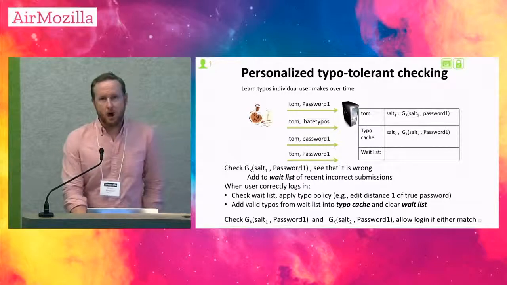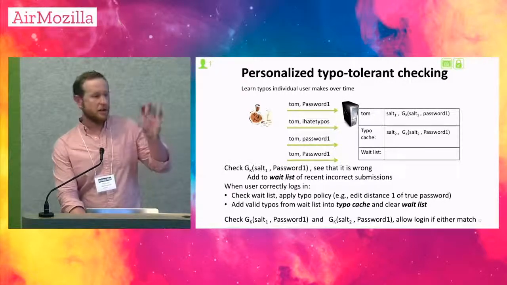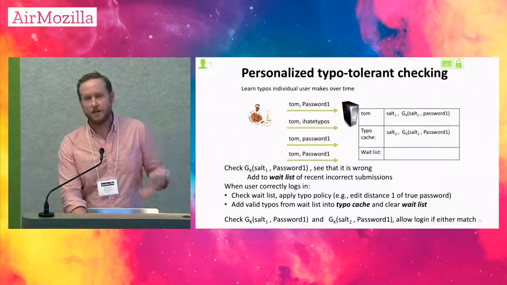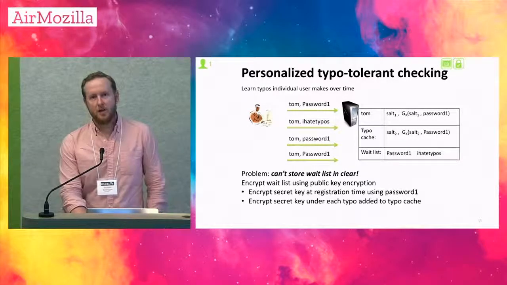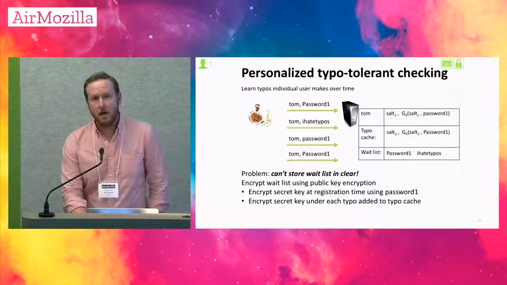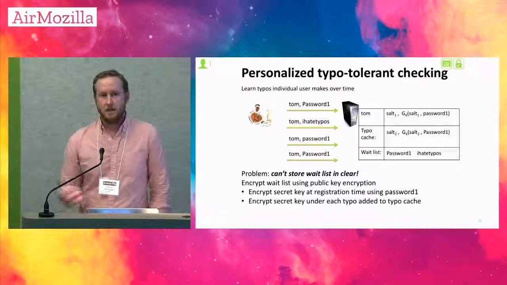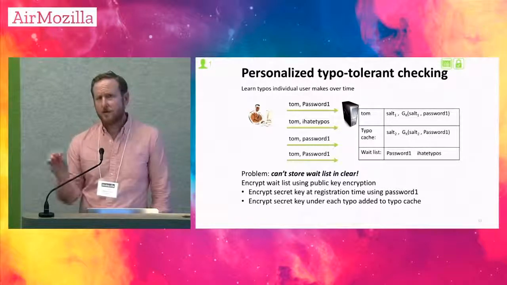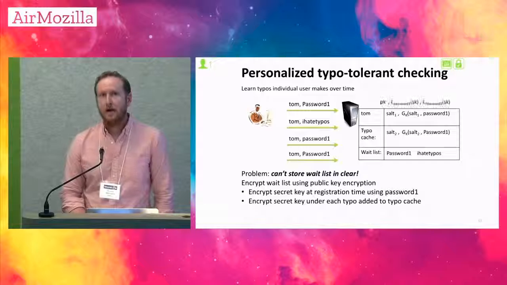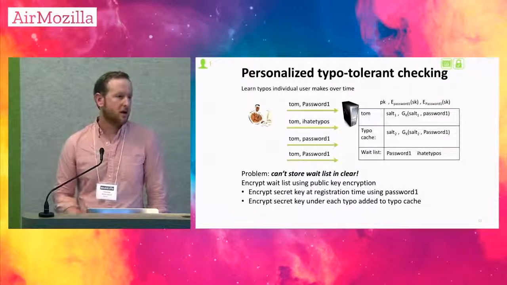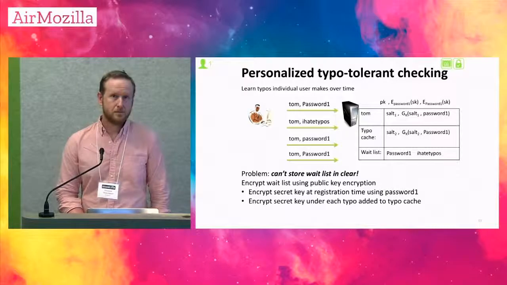So there's an obvious problem with this approach, as I described it, which is that we are in for a while storing in clear these waitlist passwords, and we can't do that for security reasons. And so we did some work to figure out how to basically avoid ever storing anything in the clear. At a high level, the idea is we are going to use some public key encryption, and we're going to encrypt this waitlist under a public key. The secret key is then encrypted under the passwords that we are allowing login under.